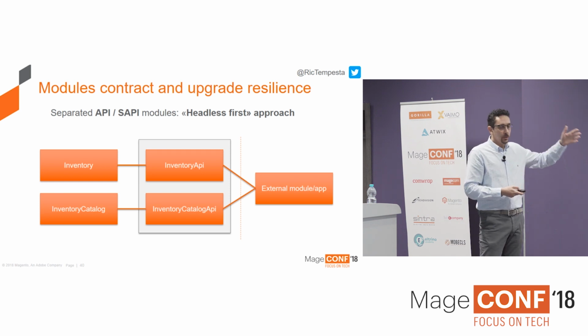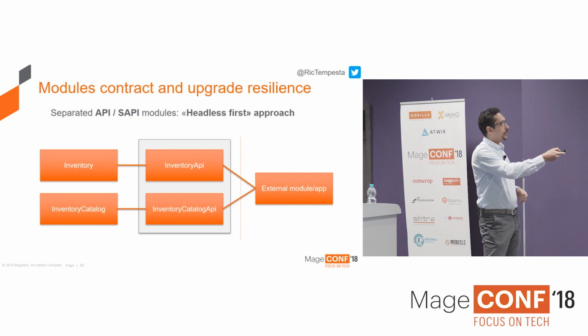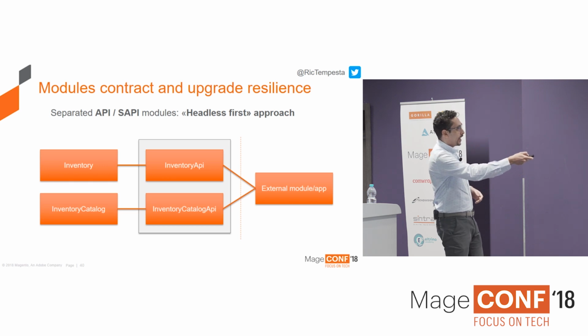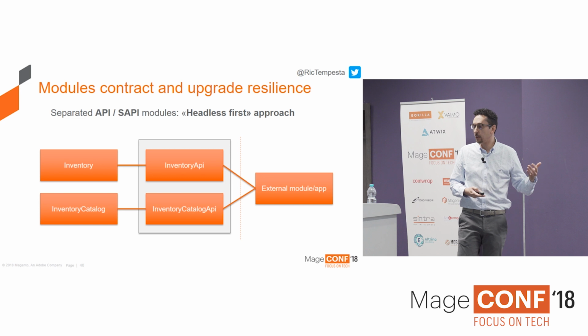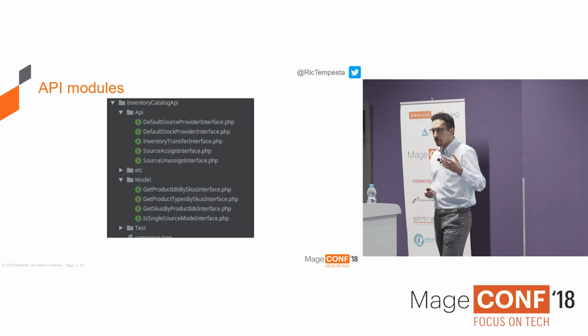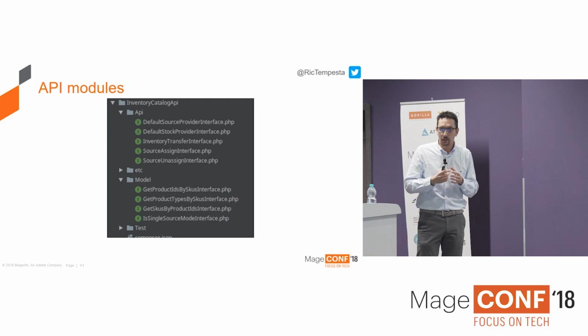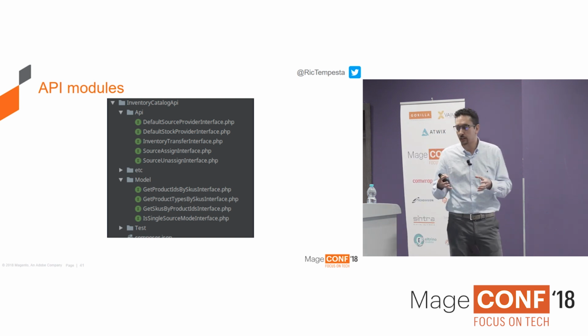And all the other modules and external applications should deal with inventory through inventory API, and with inventory catalog through inventory catalog API. So basically this kind of direct connection between an external module and inventory or inventory catalog should not be allowed. And this brings to the creation of a module like this one, inventory catalog API, in which you have all the interfaces.